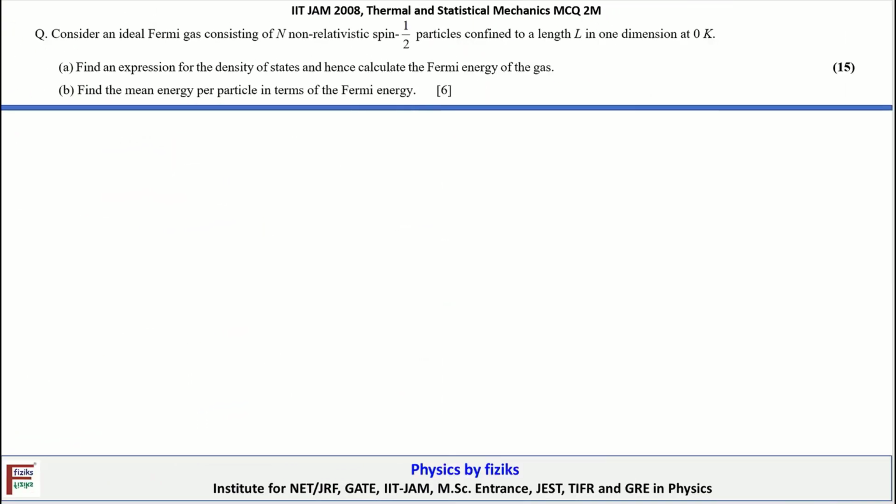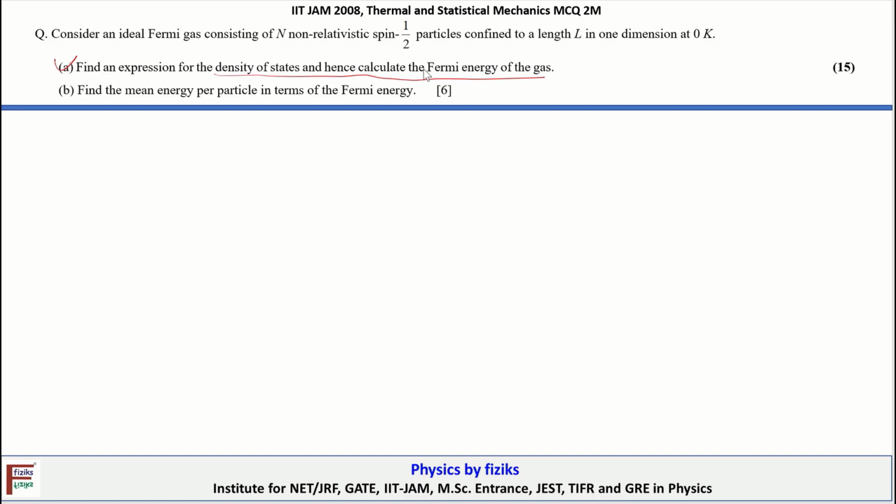So let's continue with the next question. The question is, consider an ideal Fermi gas consisting of n non-relativistic spin-half particles which are confined to a length L in one dimension at absolute zero. The first point is to find an expression for the density of states and hence calculate the Fermi energy of the gas. The second is to find the mean energy per particle in terms of Fermi energy. Okay, so let's continue with the first part.